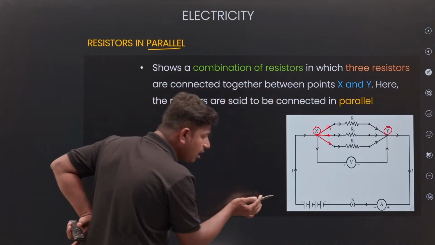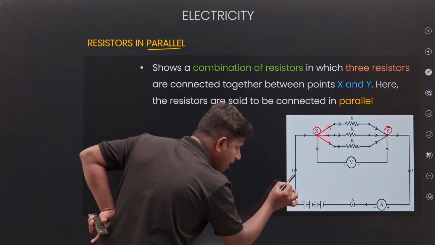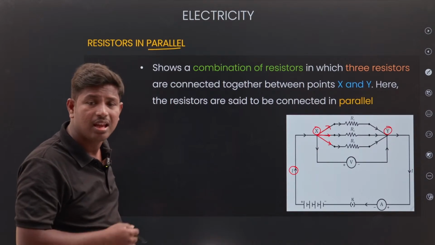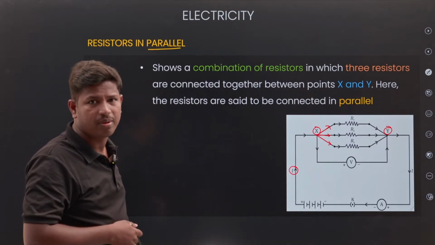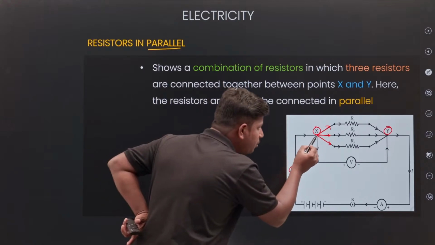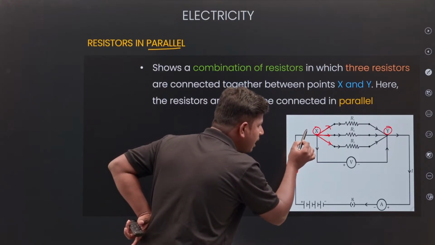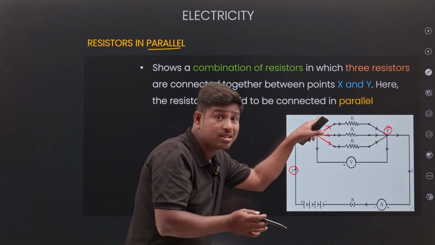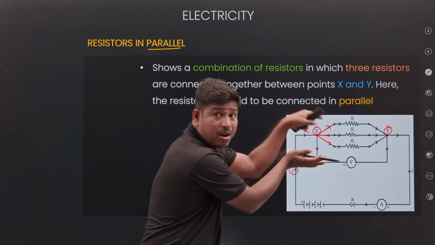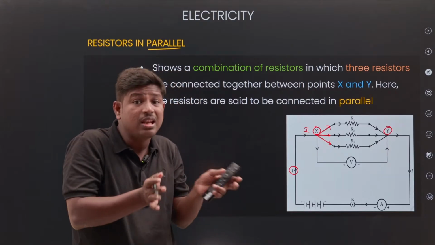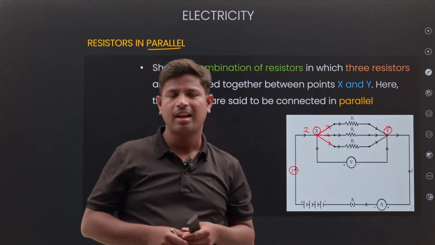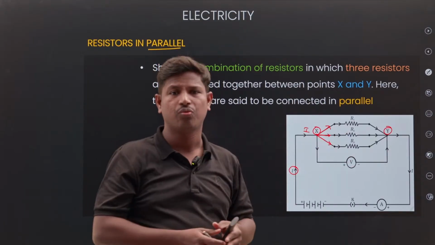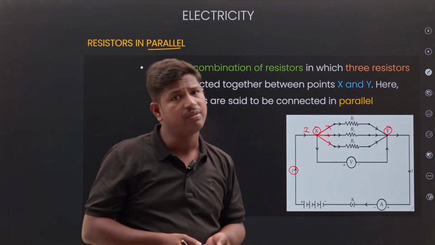Look here. From the battery, current I is coming. I is the amount of current coming from the battery. Up to point X, the current is I only. But here, how many paths are there? 3 paths are there now. So the current splits into 3 paths. However many paths you give for the flow of current, that many paths will be there.